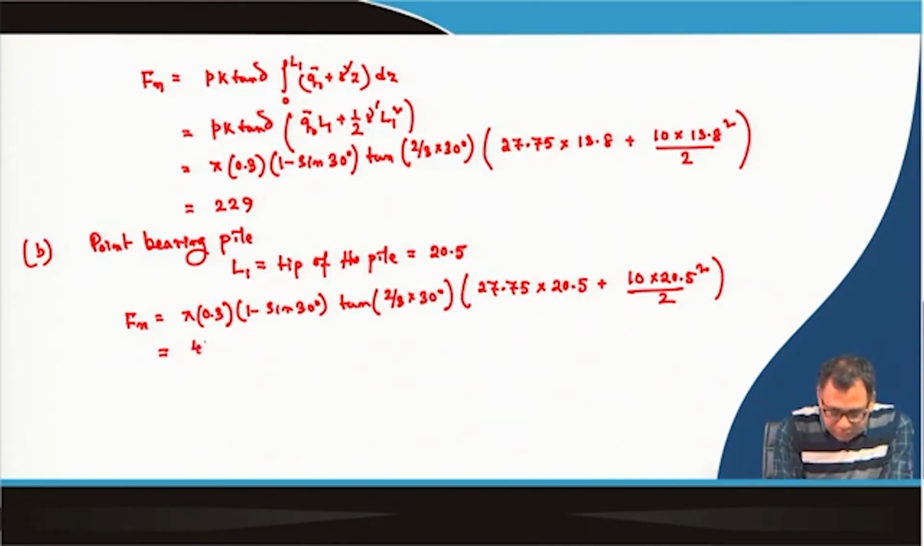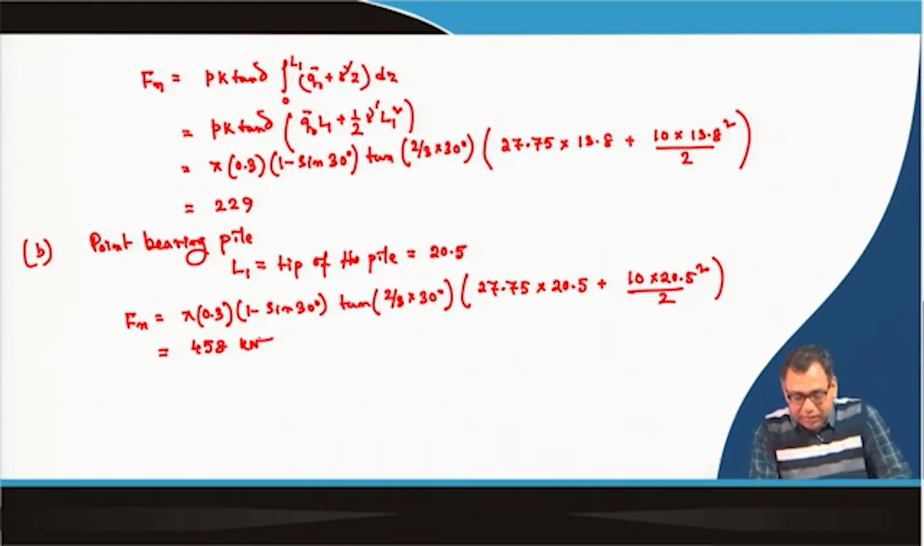So that is 458 kilonewton. Well, this is 229 which will be double, because even without putting this value in the equation we can get it. That will be double, because that is the neutral axis we have considered. So if the total gives the negative skin friction for the tip bearing pile and for the floating pile, it is an equal amount of negative and positive. That is why overall this will be almost double.